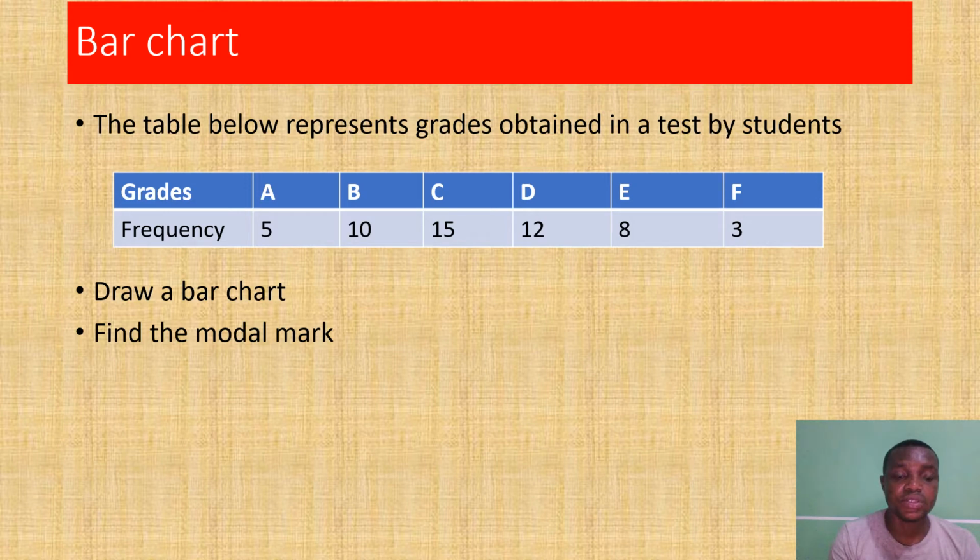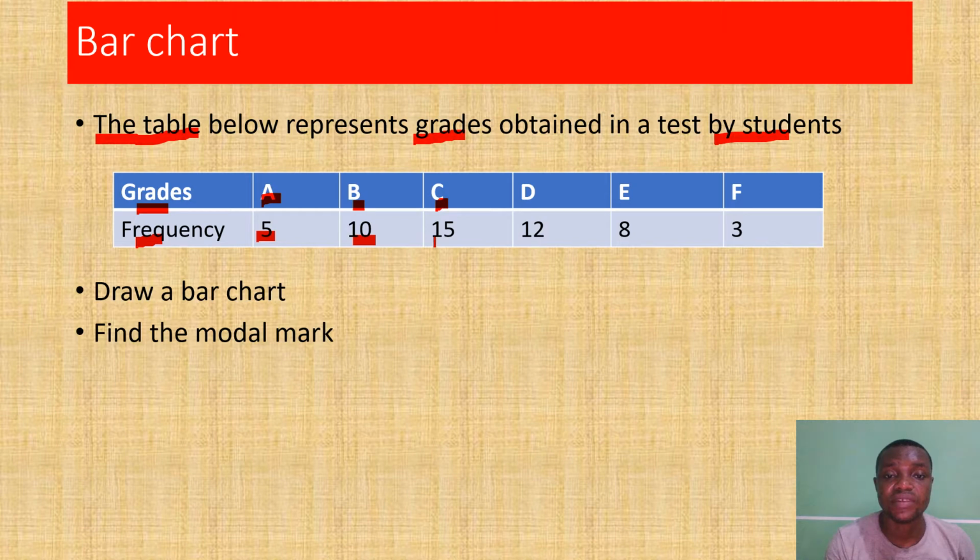To draw a bar chart, you need to have a table. So like this question, the table below represents grades obtained in a test by students. So we have grades, then we have frequency, which represents the number of students. So grade A, 5 students had A, grade B is 10, grade C is 15, grade D we have 12 students, grade E we have 8 students, and grade F we have 3 students. We are to draw a bar chart and to use the bar chart to find the modal marks.